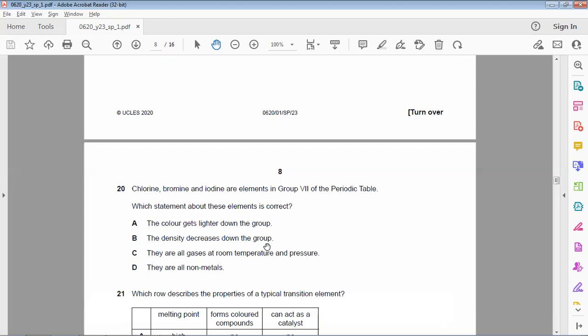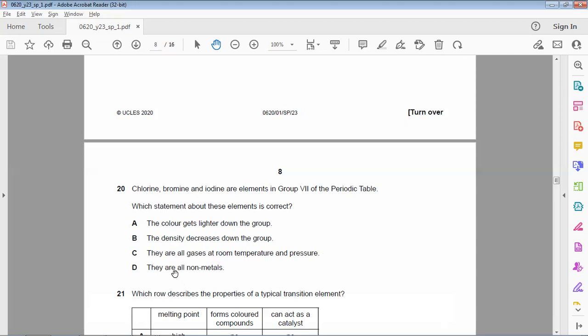The density decreases down the group. Again, when you move down group 7, the halogens, the state changes from gas to liquid to solid, so definitely density has to increase. They are all gases at room temperature. Now, iodine is a solid at room temperature and bromine is a liquid at room temperature, so that's also not correct.